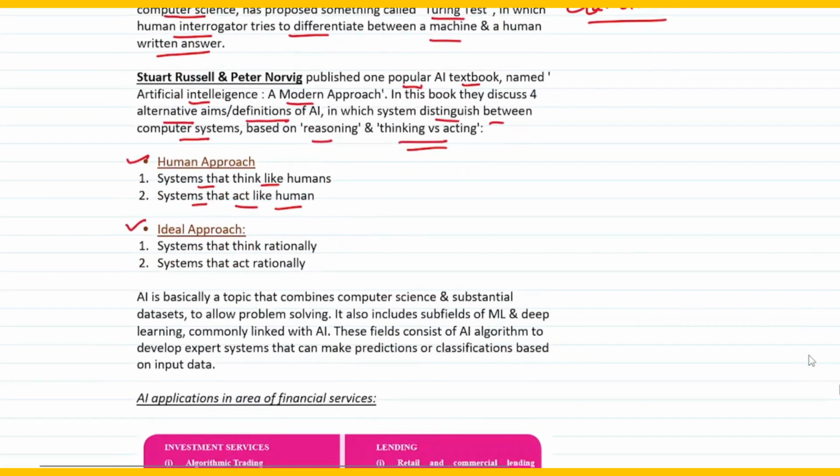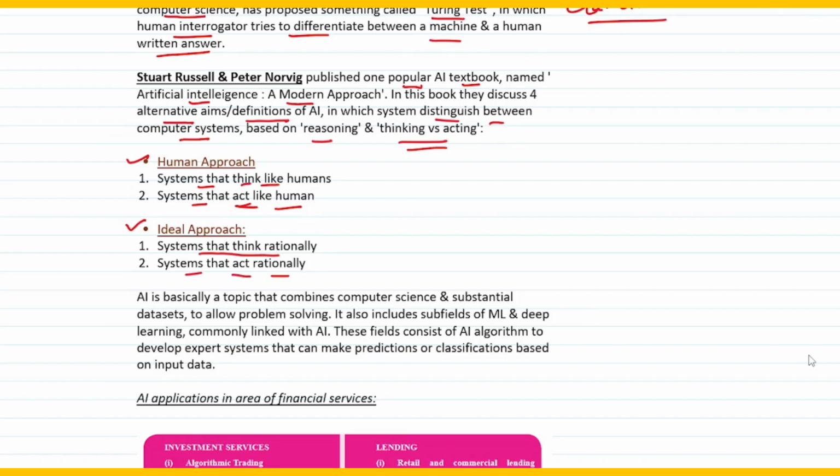Think like human is like you and me. Act like human is basically a robo kind of structure, right? Then there is what is called an ideal approach. It basically says that systems can think rationally and systems can act rationally. So the keywords that you see here are think and act, right?